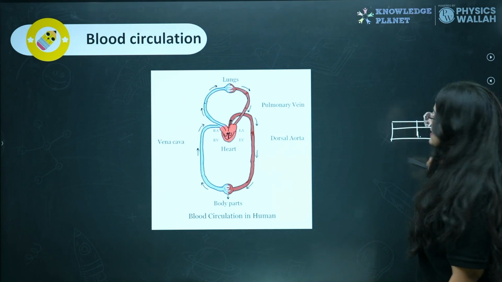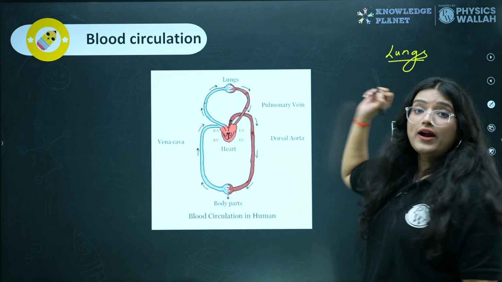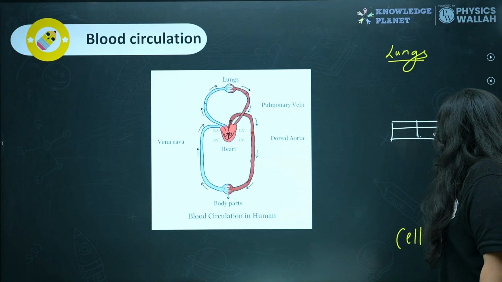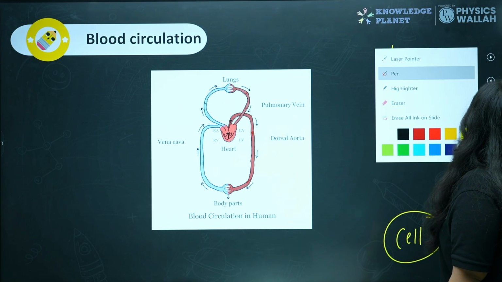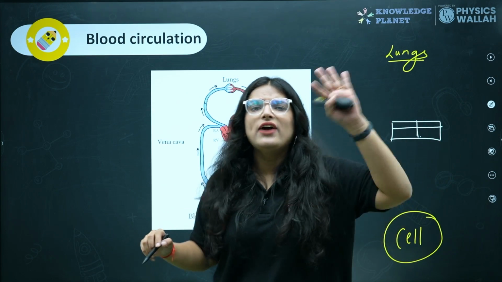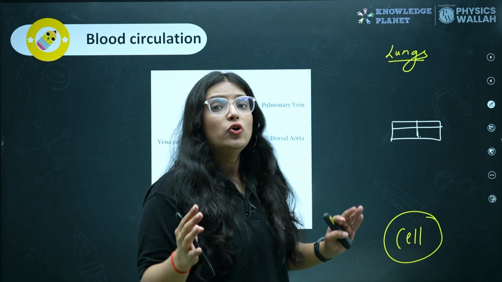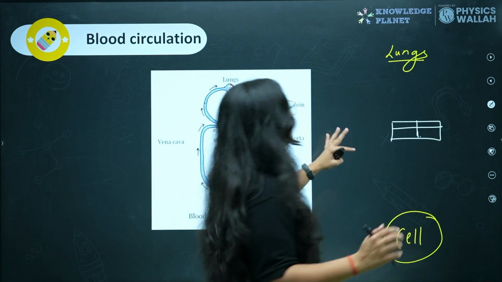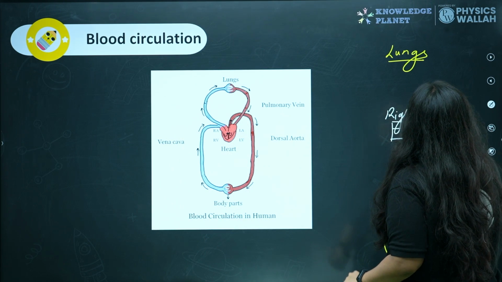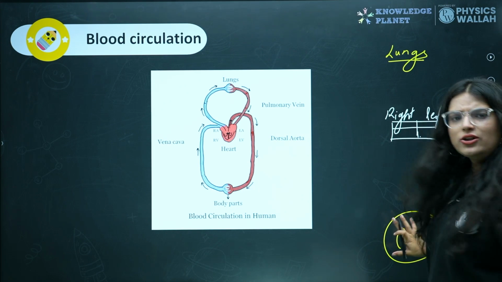Now, we will need lungs, as lungs also play a very important role in blood circulation, and of course, the cell requires oxygen. The heart has 2 sides, right side and left side. Let's start off with one side and then you will notice the different sides. This one is your right side and this is your left side. Now, suppose we start off with a cell.